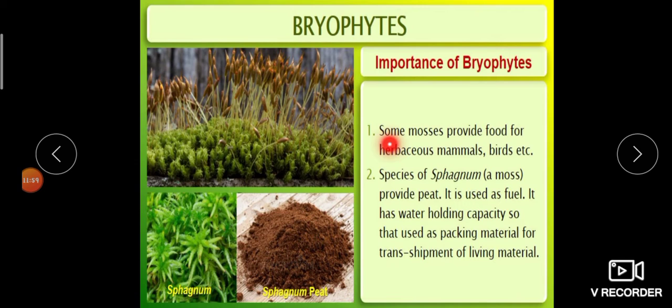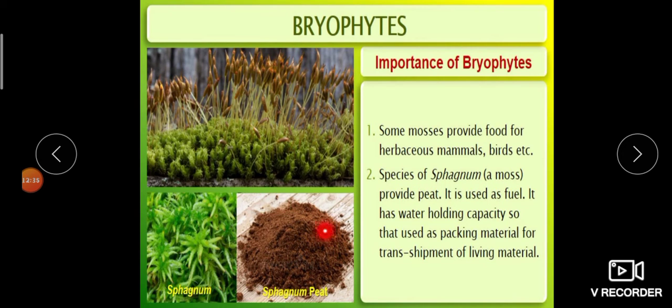First, the main importance is that they provide food for herbivorous mammals, birds, etc. Look at the picture. You may be familiar with these types of bryophytes, which you can see on your moist building walls. These bryophytes act as food for herbivorous mammals, birds, etc. We call these types of bryophytes moss. Then species of Sphagnum. This is Sphagnum, and the species of Sphagnum are also called moss.